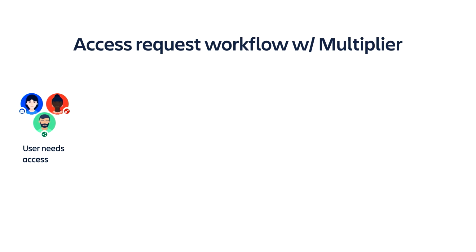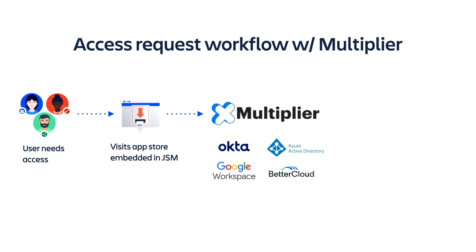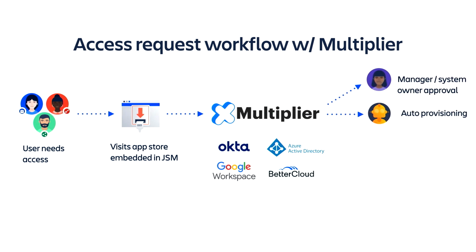So now with the help of Multiplier, they've really been able to streamline this workflow and save a lot of time. Now when the user visits the portal, they are able to self-serve from an app store that's been embedded in their portal. Multiplier then takes over and figures out if approvals are needed, and if so, who's the right person to route it to. And once the approval is granted, it goes ahead and provisions access, and then automatically closes out the ticket once the application's been provisioned.